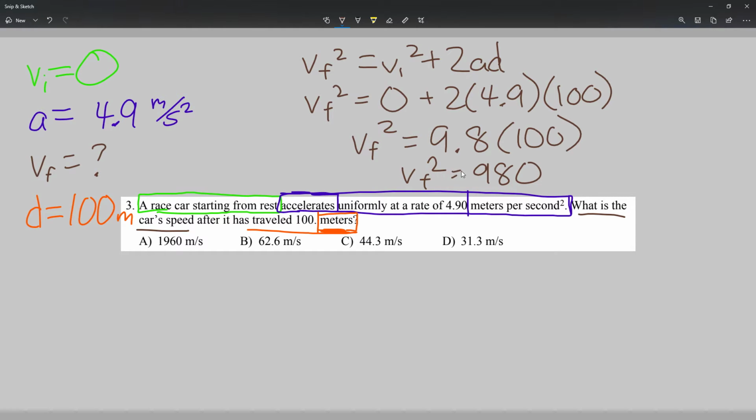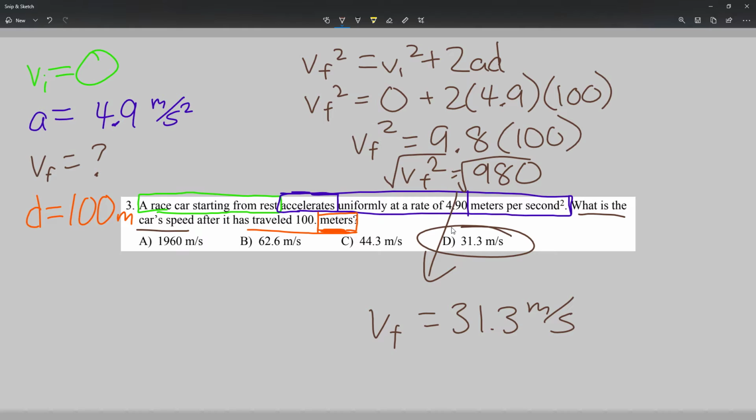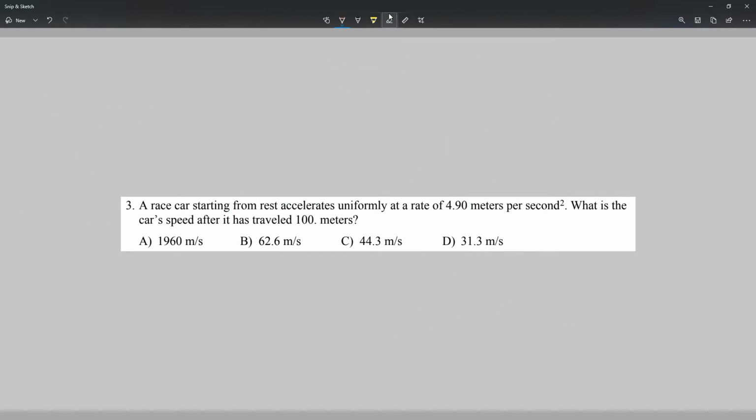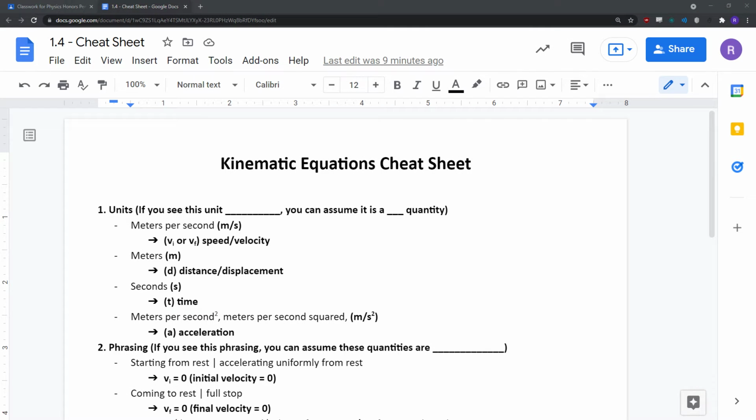And now we're left with this, right? We want VF by itself, but VF here is squared. So we actually have to square root both sides. Right? We have to square root both sides, you get VF, and then you get something like 31.3 meters per second. That's your answer there. All right. Let's do the next one. Next one is up.